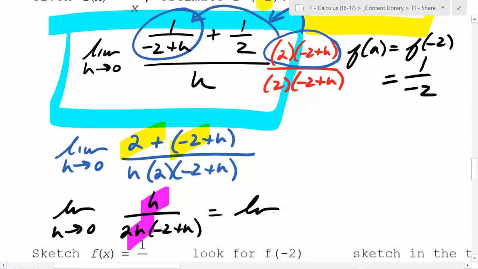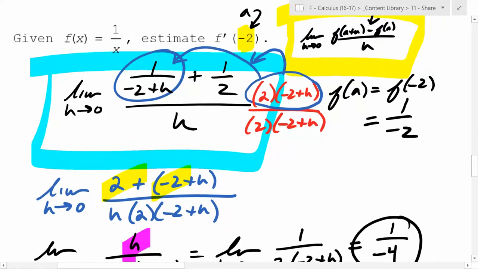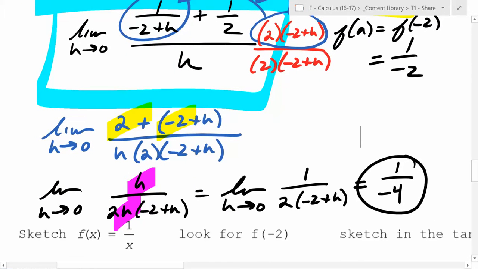You have the limit as h goes to 0 of what's on top? Don't say 0. 1 over 2 times negative 2 plus h. What's that equal when h is 0? What is that? 1 over negative 4. So the instantaneous rate of change, without your calculator, you just proved that it was negative 1 over 4.